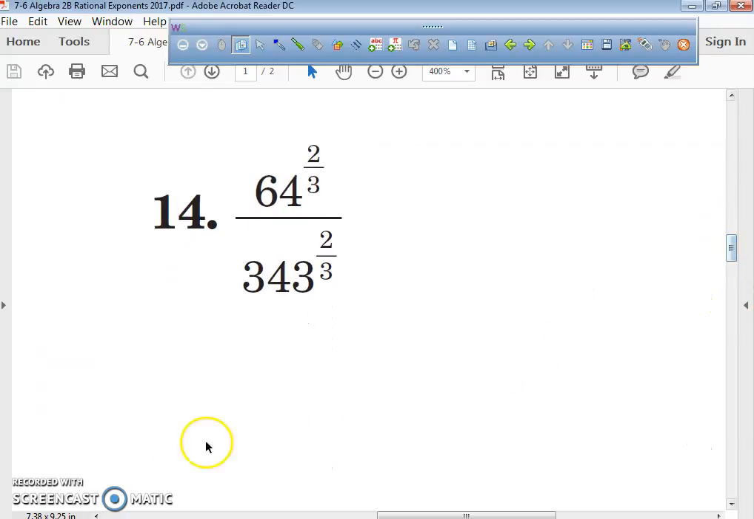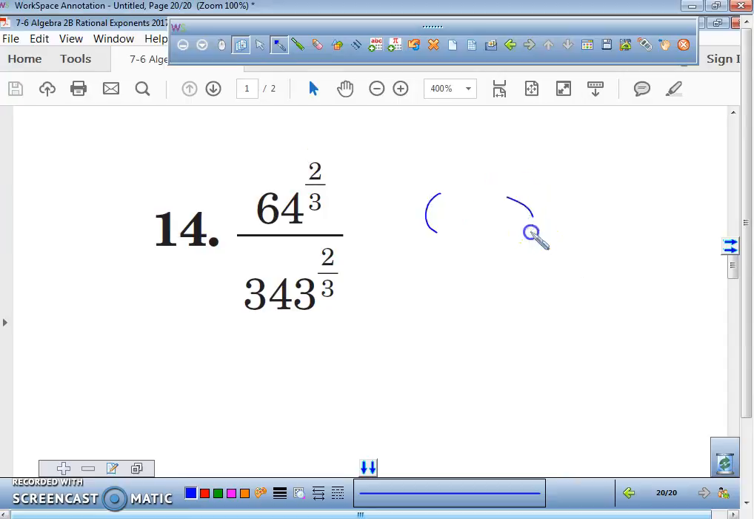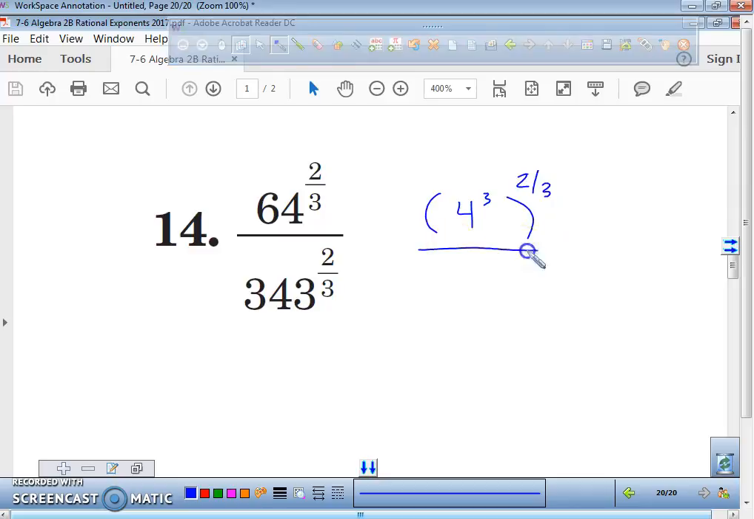Why don't you tackle number 14 on your own? All right, you guys tackled number 14. What did you guys get to replace the number 64? What'd you put? 4 to the 3rd. So we have 4 to the 3rd raised to the 2/3. All right, how about the denominator? What did you guys put for 343? 7 to the 3rd. I like it.